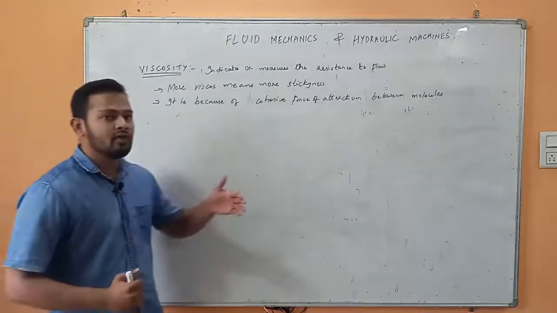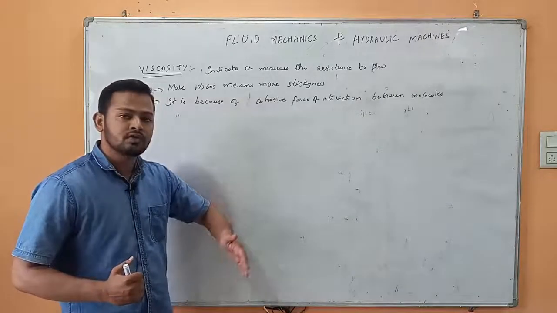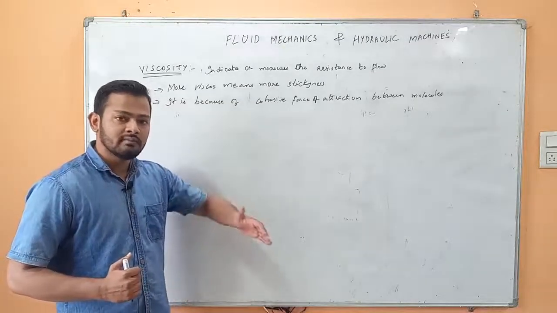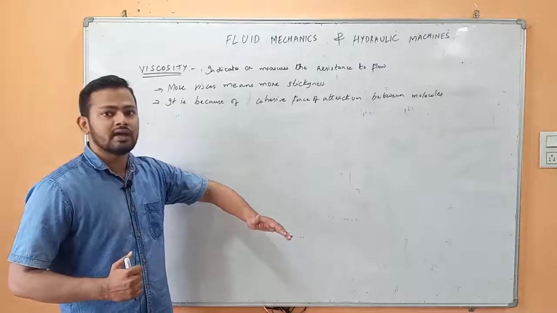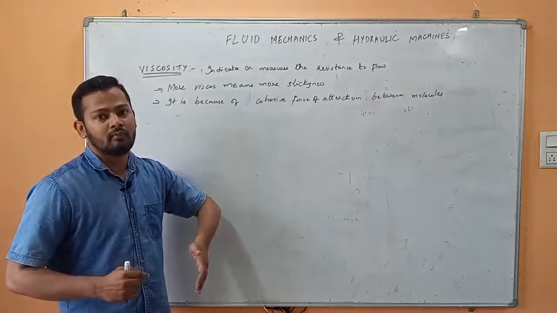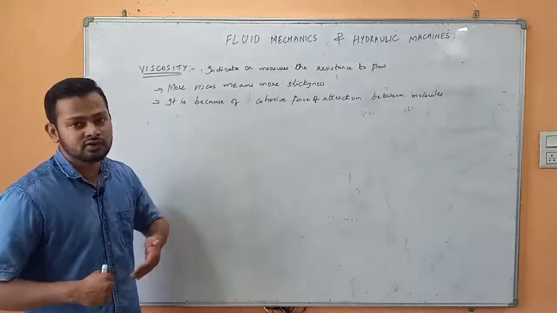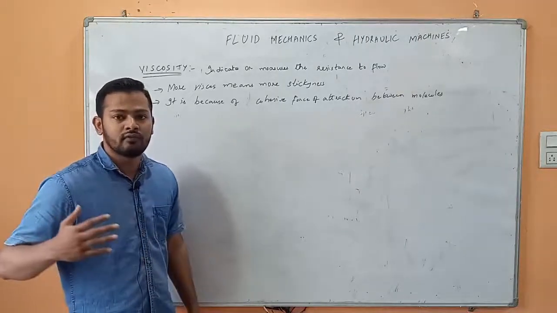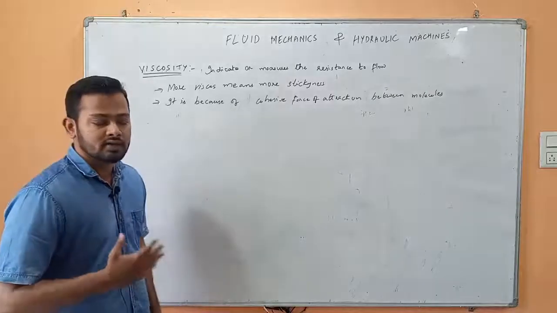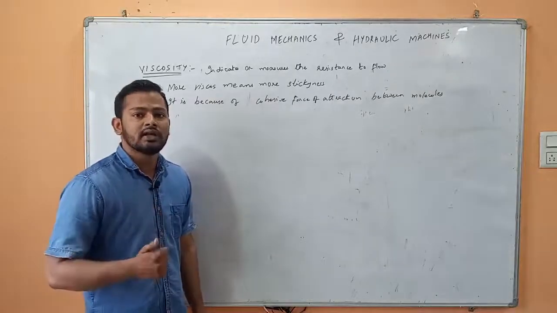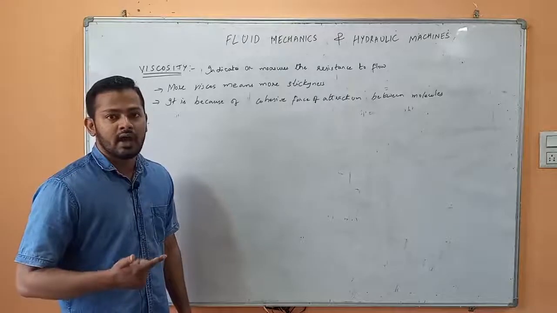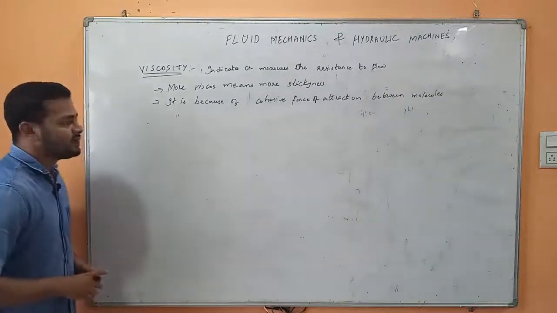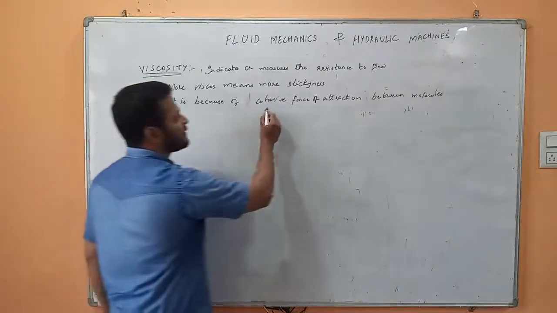I can easily move my hand in air. If the same hand I am moving in water, a little bit more force has to be applied in order to move that water. If I am moving my hand in honey, still I require more force than the force which I was applying for water. The reason is that honey is more viscous than water and water is more viscous than air. It is because of the cohesive force of attraction between molecules.